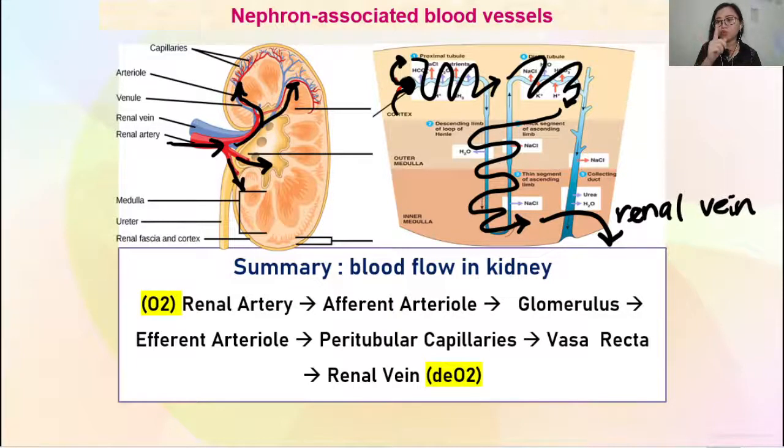As the blood moves through the nephrons, through the kidneys, it's going to be filtered and it's also going to supply the kidneys with oxygen. That's why dia start dengan oxygenated, ada O2.